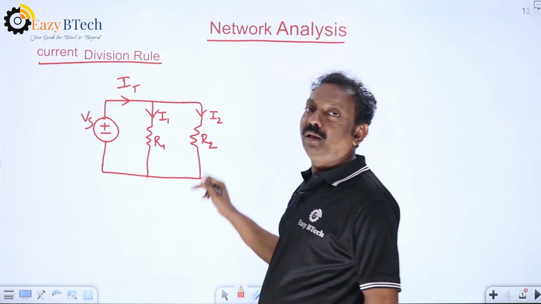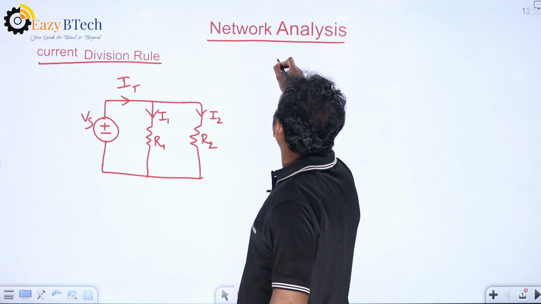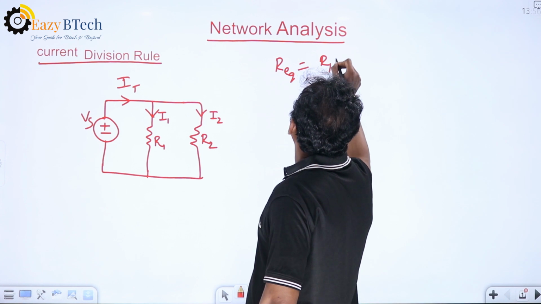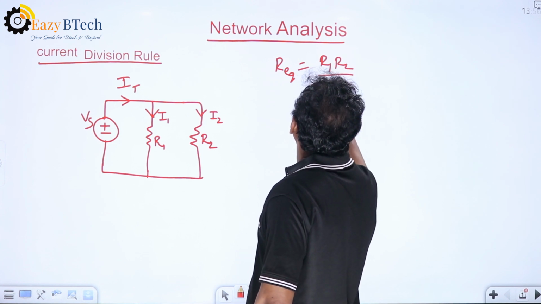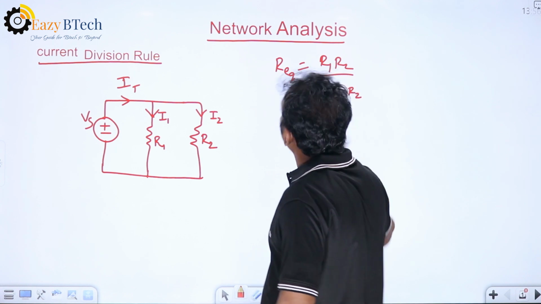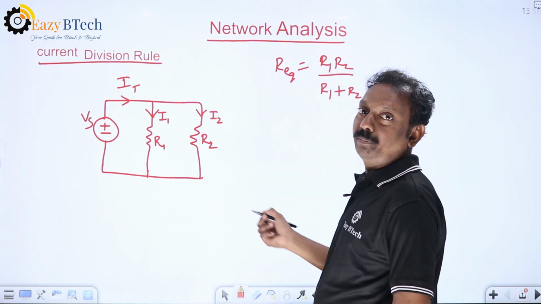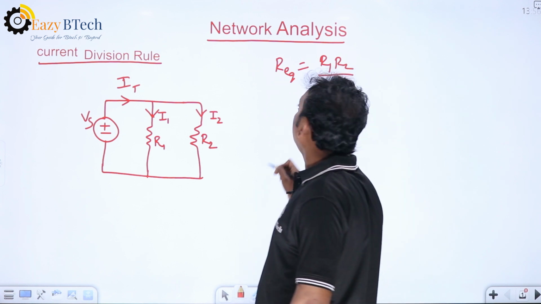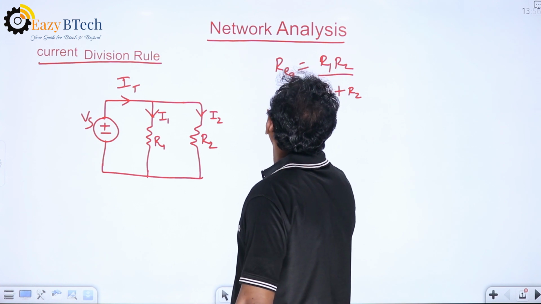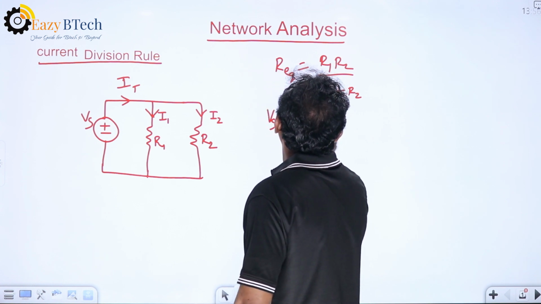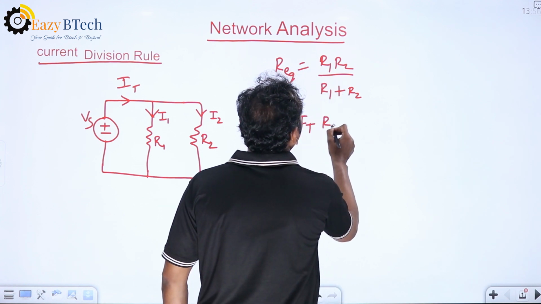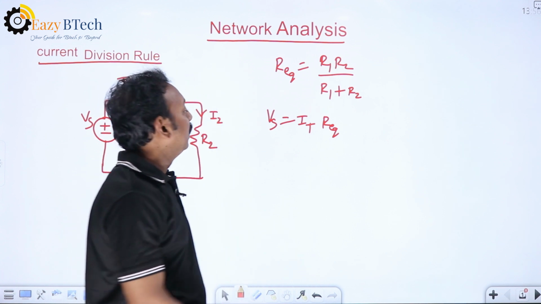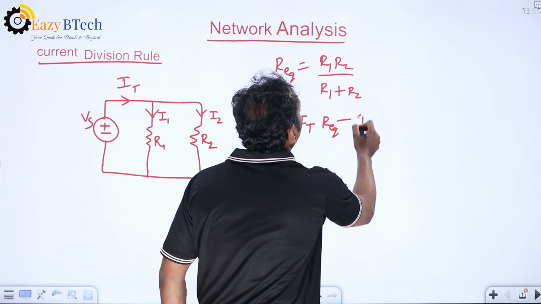When two resistors are parallel, what is the equivalent resistance? We can write R equivalent equal to R1 R2 divided by R1 plus R2. Two resistors are parallel; series means just R1 plus R2. Now, how to write the supply voltage? Supply voltage we can write as Vs equal to I total into R equivalent. Assume this is equation number 1.